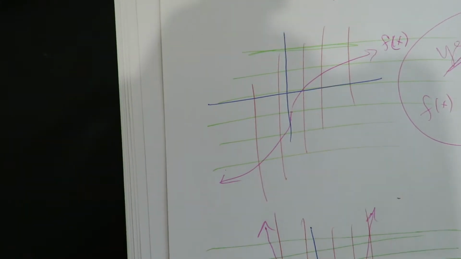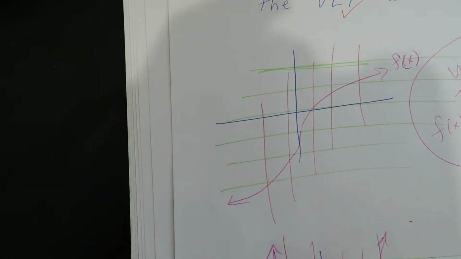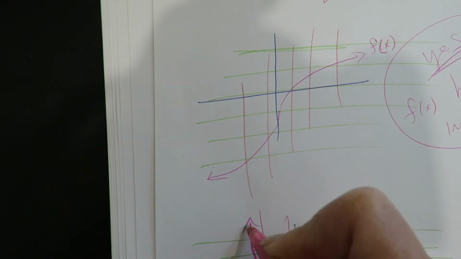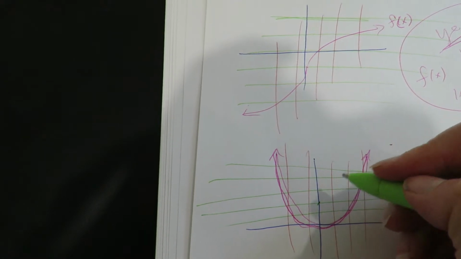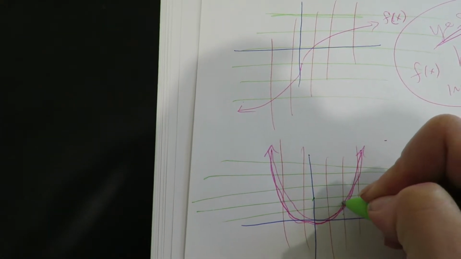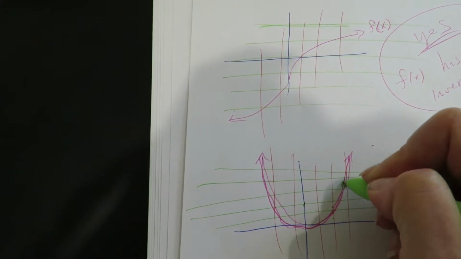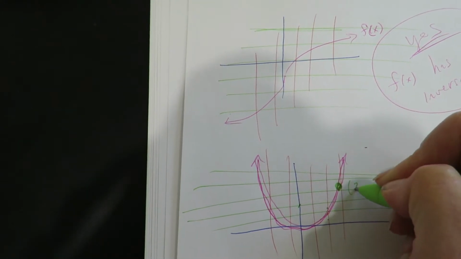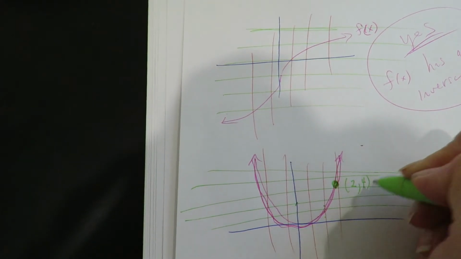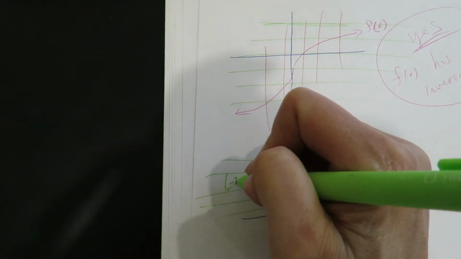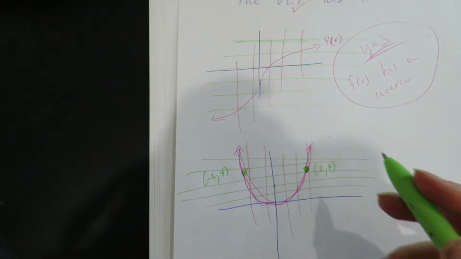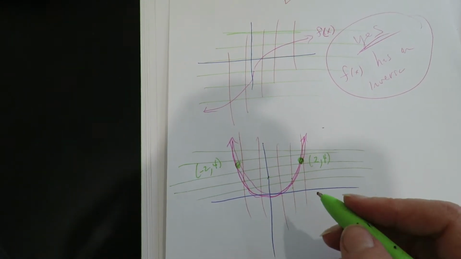Because I wish I drew this a little more symmetric. Let me see if I could just improve that. So let's say this is the point (2, 4), and, just because some people are very visual, let's say this is the point (-2, 4).